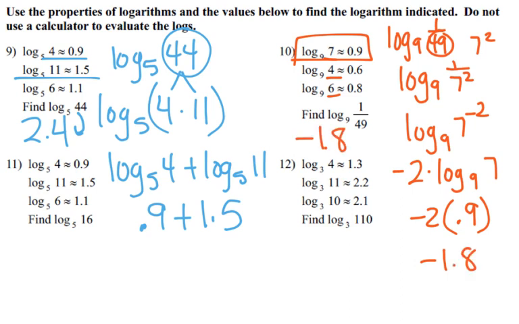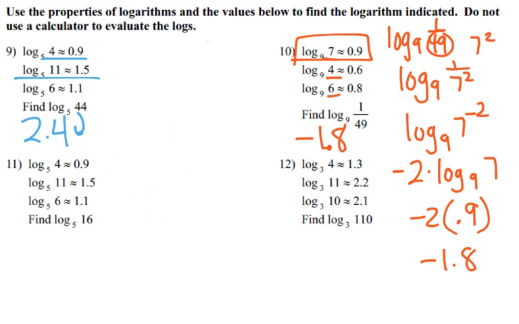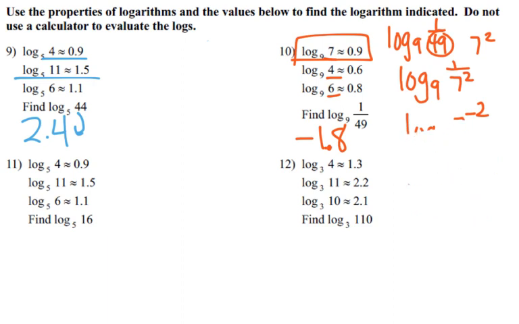So negative 1.8. Okay? So that's kind of all we're doing here, is trying to see how we can split them up. So it takes some thinking. But there we go.